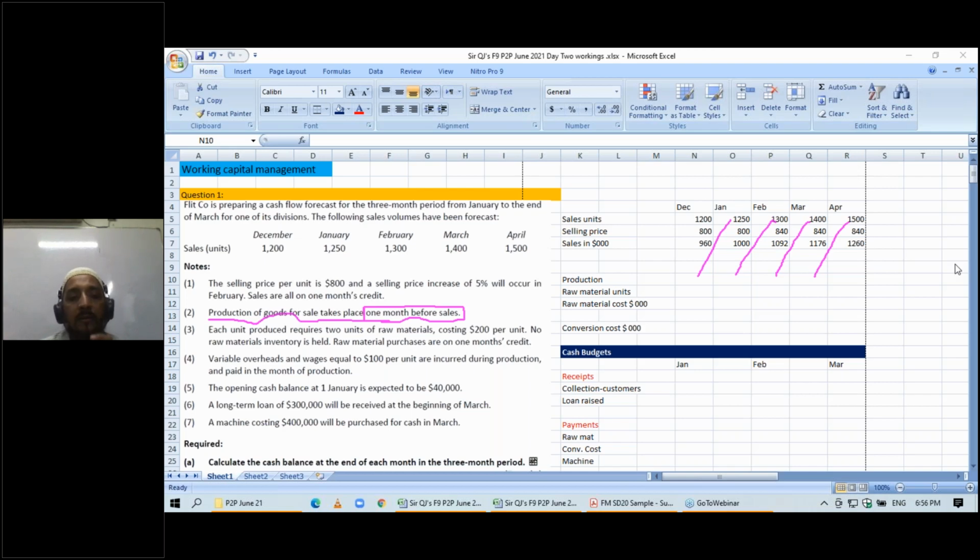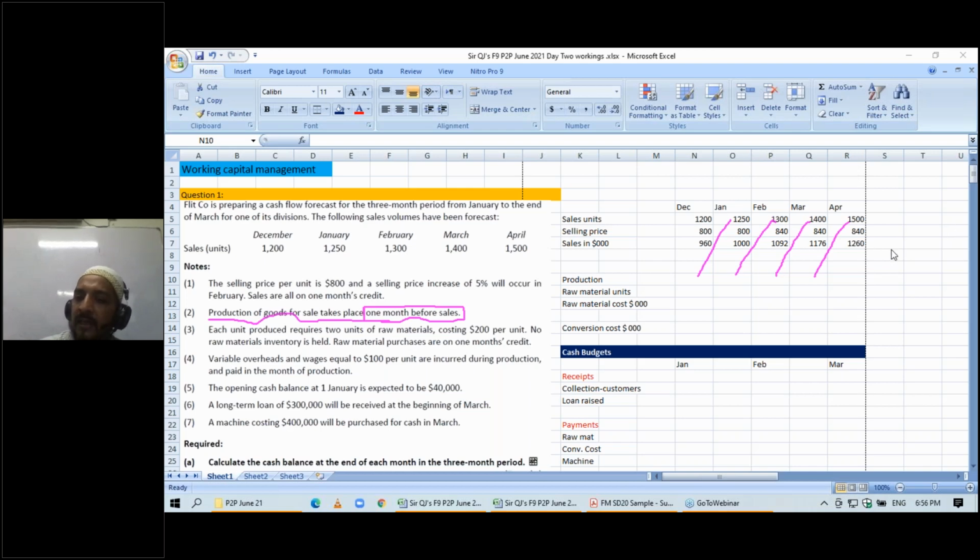You can do the working in your cell. The examiner is bound to check your cell. So if you directly do the sales also and multiply 1200 into 800 in the cell, and you get 960,000 in the cell, the examiner will be checking it. So he will award marks over there. So don't worry. You can do it like this also.